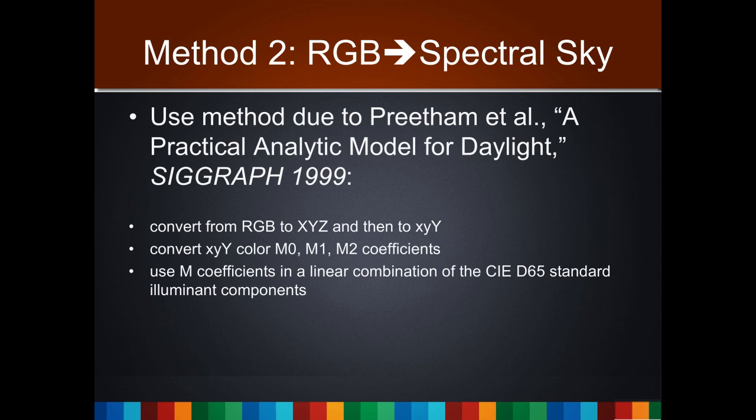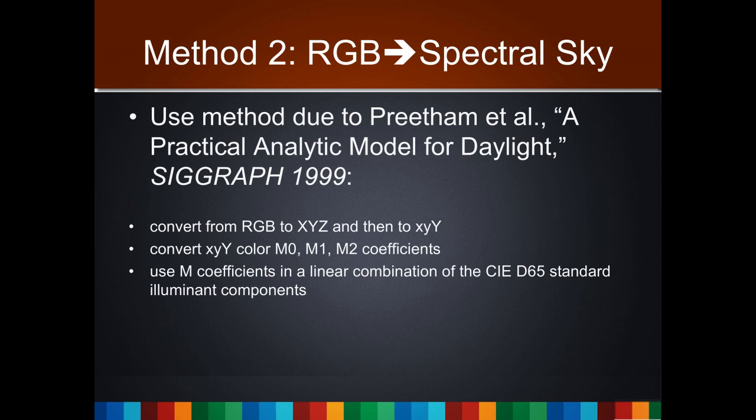raw capture of a Macbeth chart under known illumination, and the processing that's done in the library that Chris is using does a pretty faithful job of getting RGB. That's important because if you have good RGB data for the sky, you can figure out what corresponding spectrum that sky has. So we used a method from Pritham et al. to create that spectral sky from RGB data.